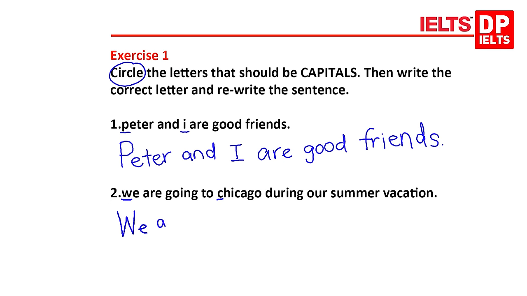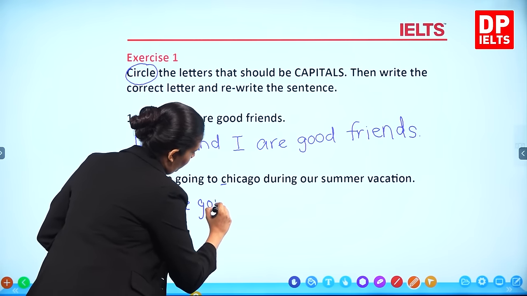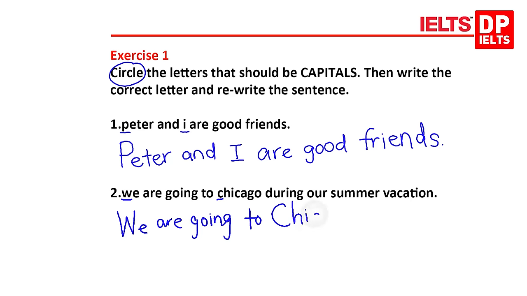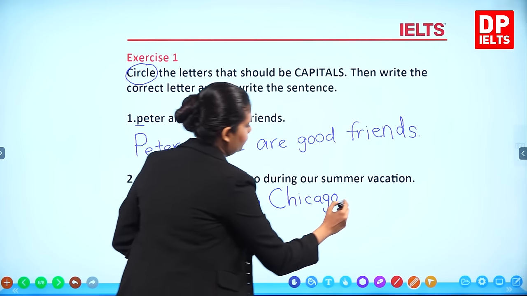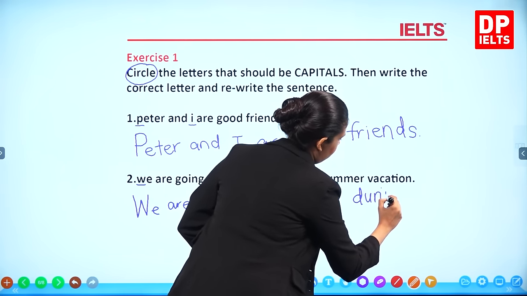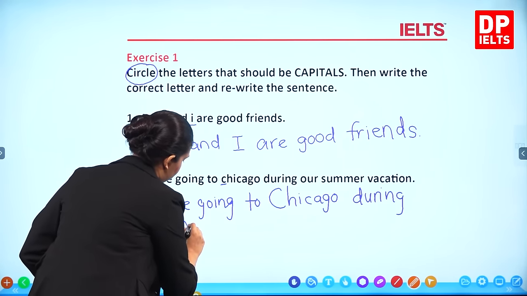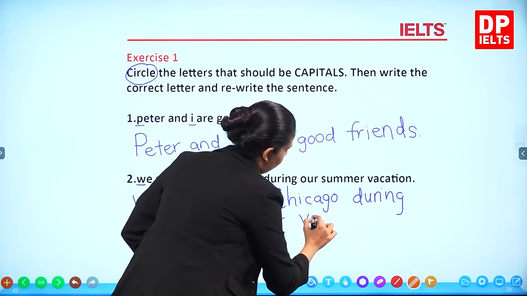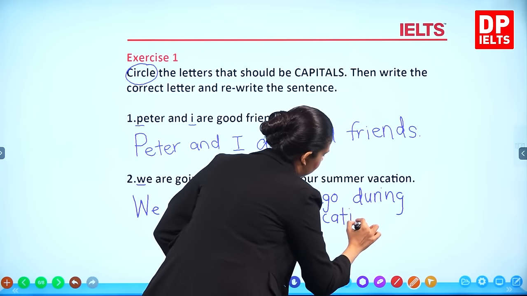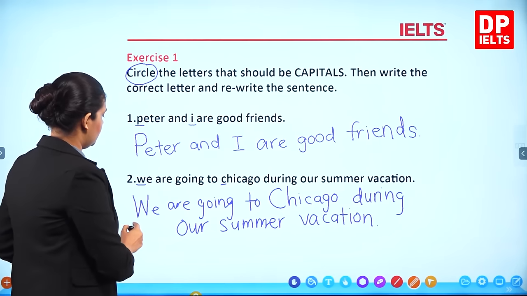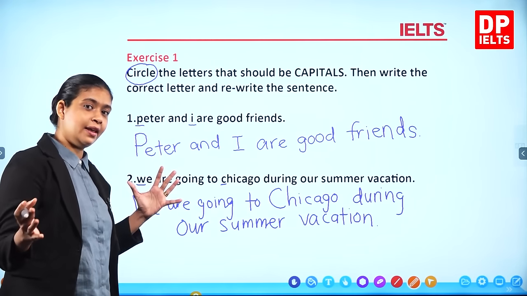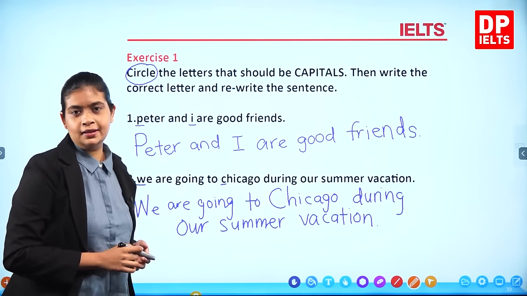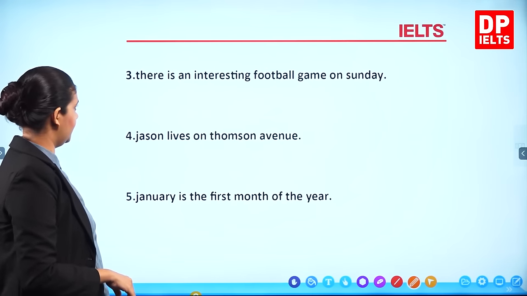We are going to Chicago during a summer vacation. Right? So W is capital, C is capital, bigger uppercase letters. W එක sentence එකක පටන්ගෙන මෙහිඳ capital කරා. C එක තැනක නමක් හිඳ capitalize කරා.